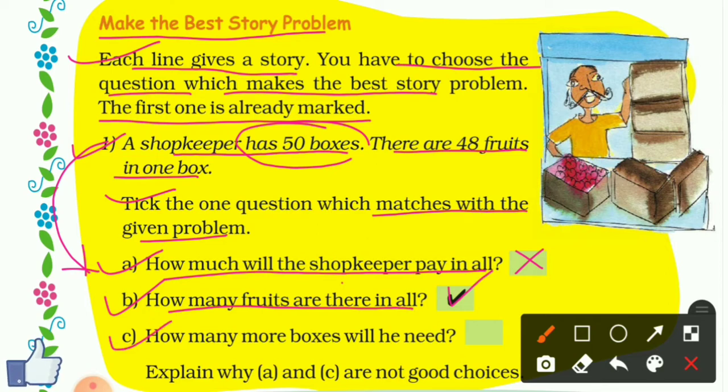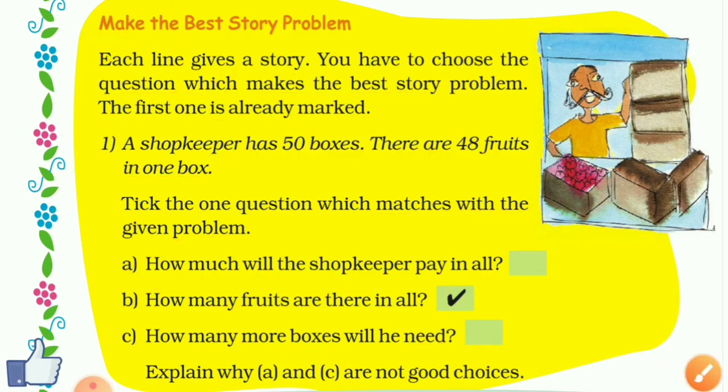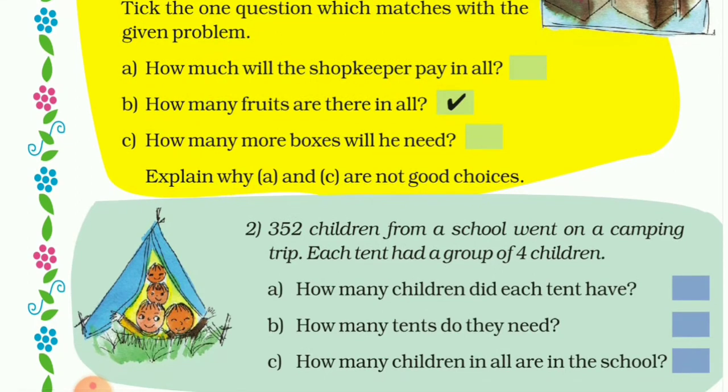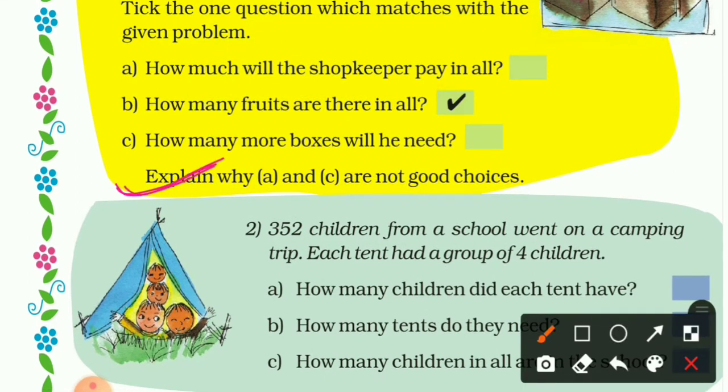Now third, C number. Let's check why it is not a correct answer. How many more boxes will he need? So definitely it will not be the correct option, because the total number of boxes is already given in the question, meaning 50 boxes are already given in the statement. So in this way A and C are not good choices, and in this way we have explained why A and C are not good choices. Now come to question number 2.